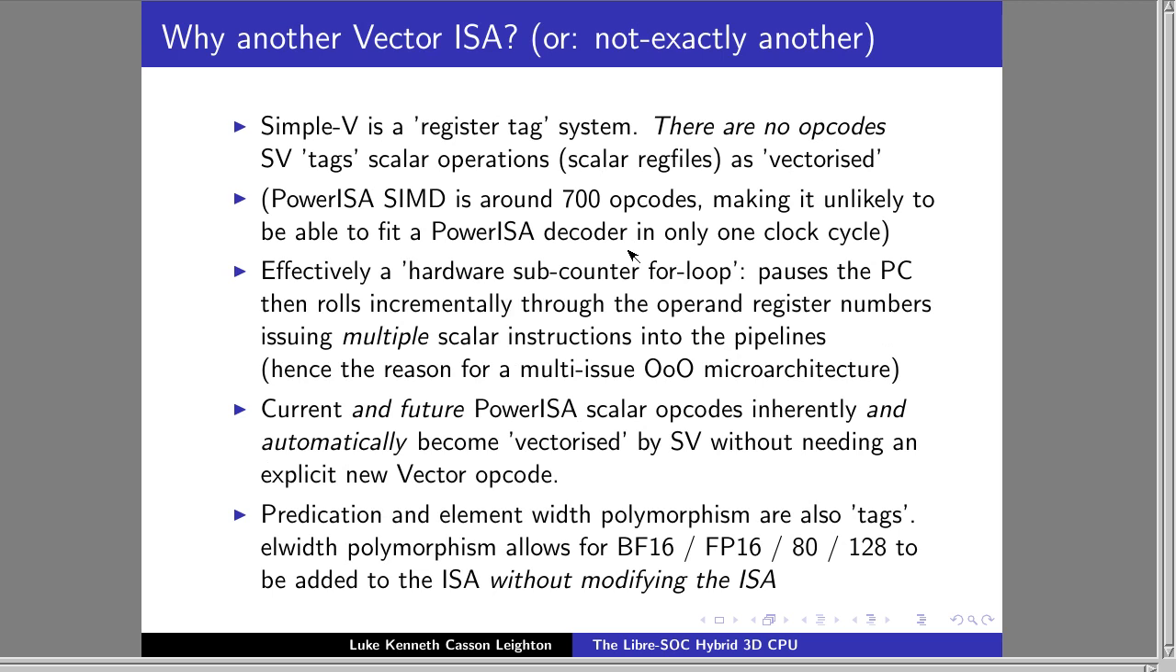Let's go over what the symbol D is. Why have we done another vector instruction set? Or not exactly another one. It's a tagging system. I'll go over this in more detail in the other talk. We are not adding vector opcodes. We are adding a tagging system, and it's a context on top of the scalar operations.